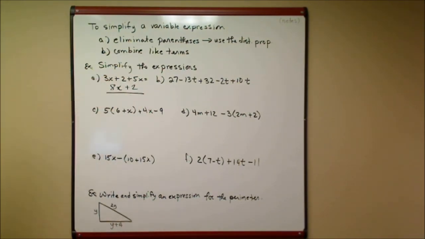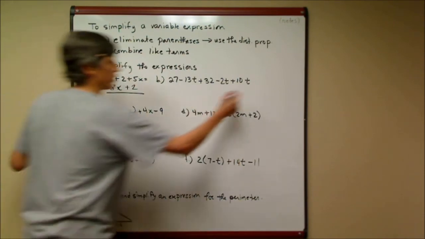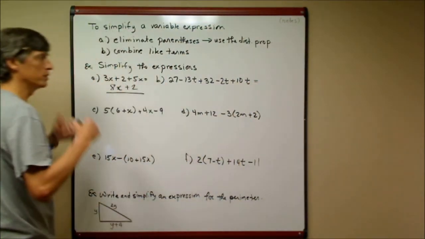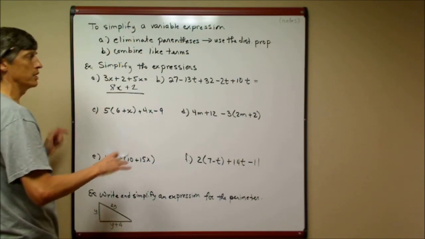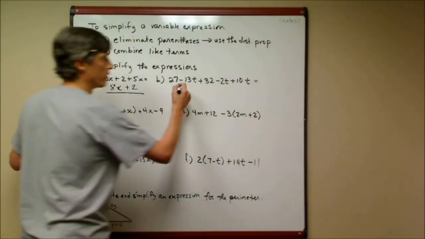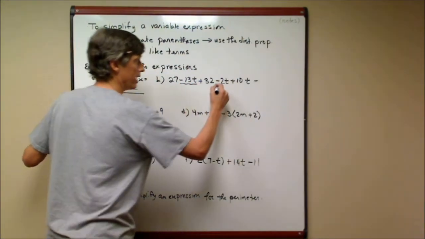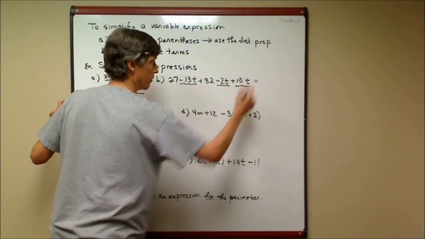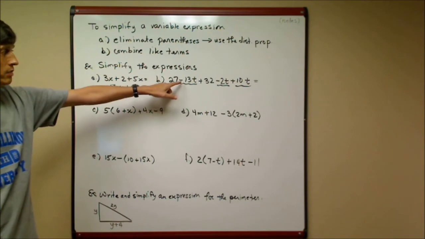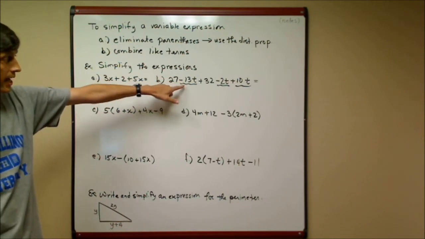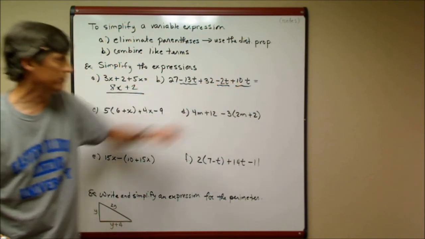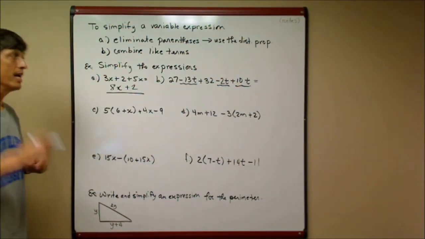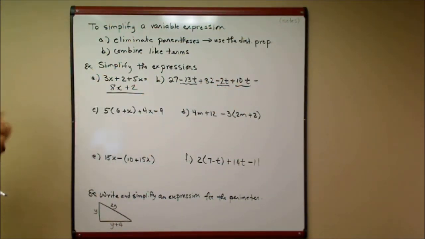The next expression over here. I have some like terms. Now it doesn't matter if you start with the constants or you start with the variables, but I usually put the constant term last. So I'm going to start with the variables. Remember the minus 13t and the minus 2t and the plus 10t? The minus, remember, it's like adding the opposite. This is a negative 13. This is a negative 2. This is a positive 10. I see a subtraction sign, I think negative. I see an addition sign, I think positive.